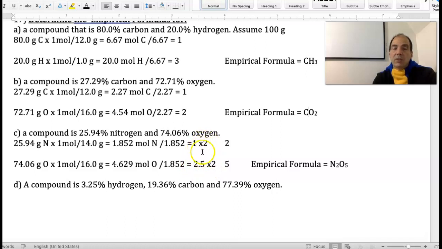And that tells me I should have doubled, right? The way you get rid of a half is by doubling. So I doubled both of them to maintain the ratio. 1 to 2.5 is the same as 2 to 5. So my empirical formula really should be N2O5.